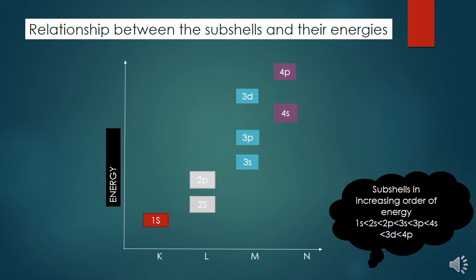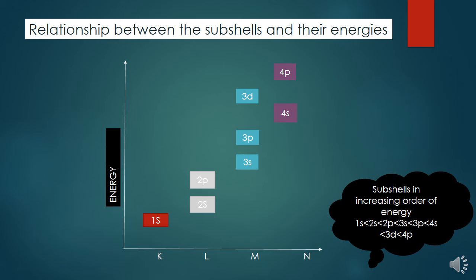And the second highest is 3p. And the lowest energy level is 3s. But in case of 4s and 4p, 4s is not higher than 3d in case of energy. 4s is lying in between 3p and 3d. And comparing to all other energy levels, 4p is the highest energy level.